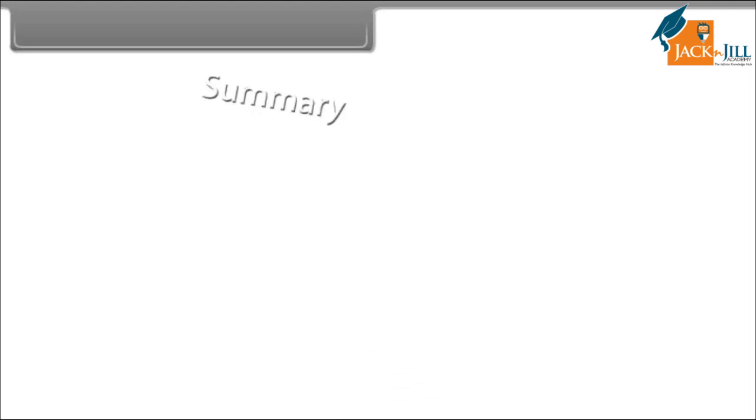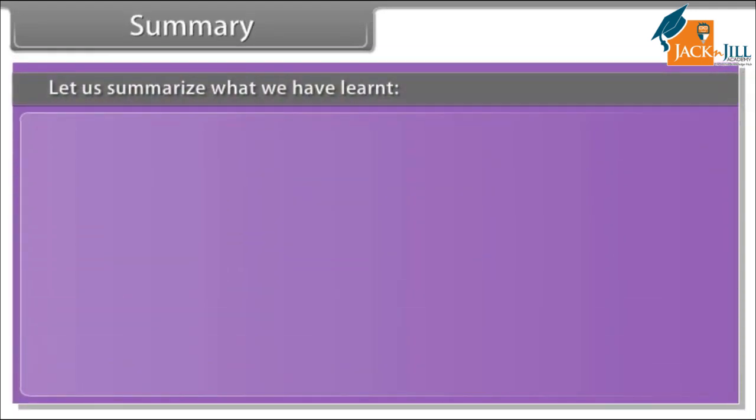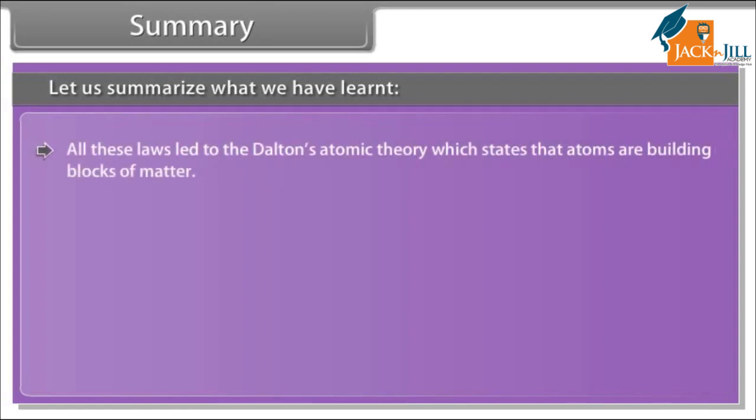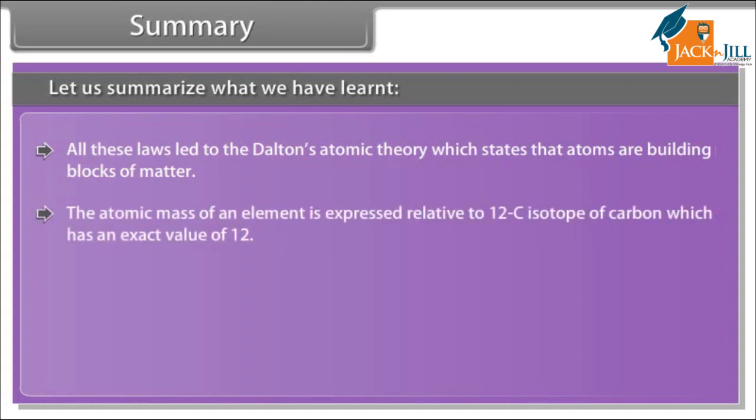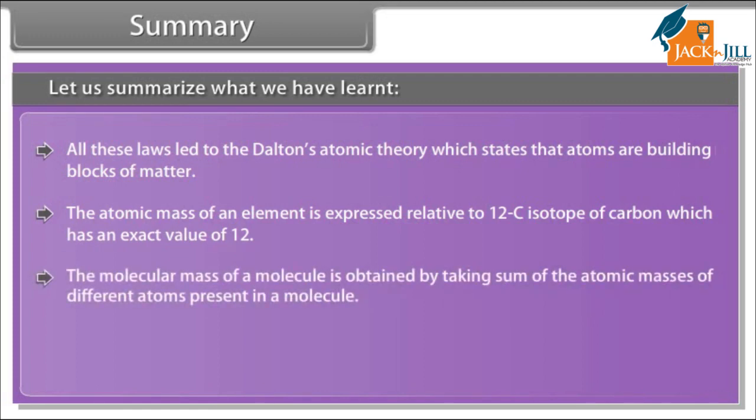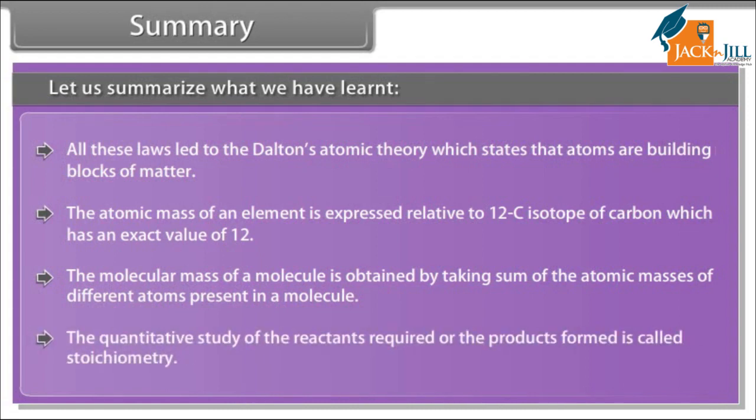Summary. Let us summarize what we have learned. All these laws led to the Dalton's atomic theory, which states that atoms are building blocks of matter. The atomic mass of an element is expressed relative to carbon-12 isotope of carbon, which has an exact value of 12. The molecular mass of a molecule is obtained by taking sum of the atomic masses of different atoms present in a molecule. The quantitative study of the reactants required or the products formed is called stoichiometry.